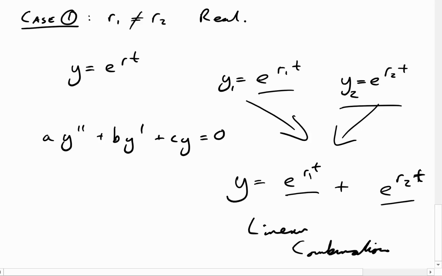The nice thing about a linear combination is that we can multiply each solution by any constant value, any number we like. So let's call this one constant 1, and let's call this one constant 2.